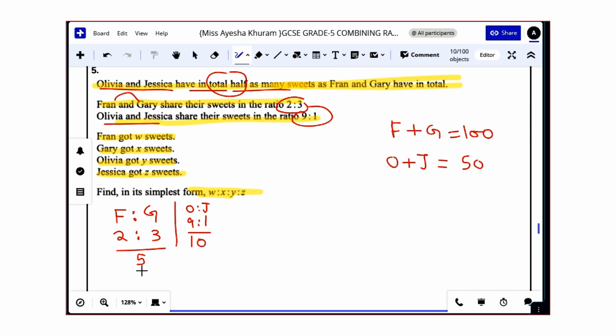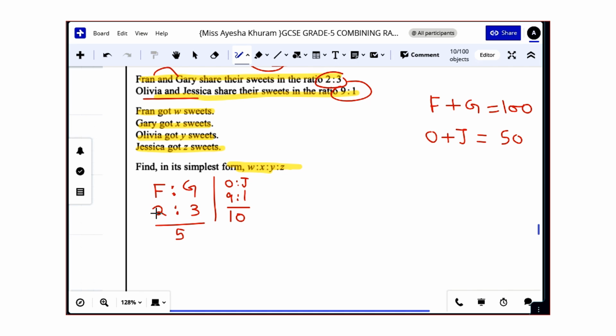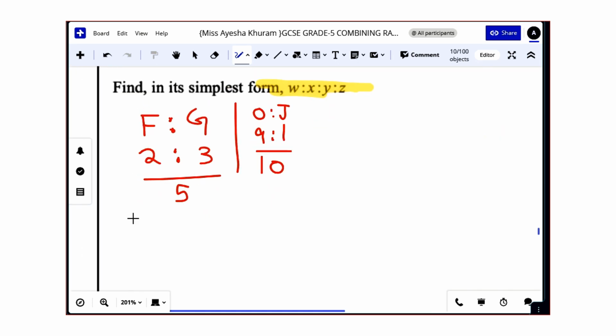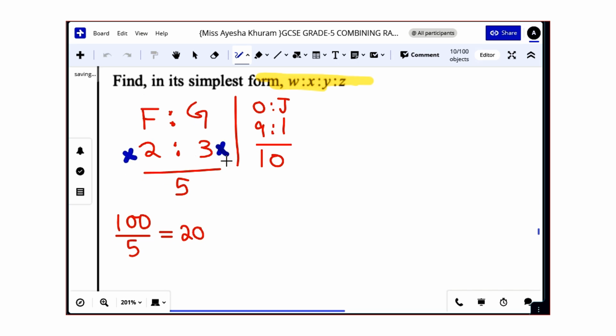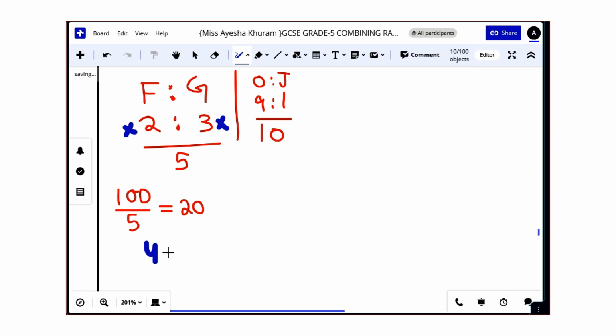All right, I'm going to distribute because he said that we have a total of 100 sweets. I'm going to divide 100. Why? Because look here, Fran and Gray have 5 parts, like 2:3. So kids, what I'm going to do is 100 divided by 5, which gives 20 sweets. So this 20 is going to multiply with this number as well, and with this number as well. So 20 times 2 is 40, and then Gray gets 20 times 3, which is 60 here. I hope that makes sense to you.